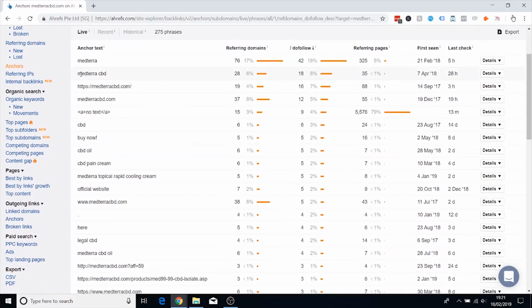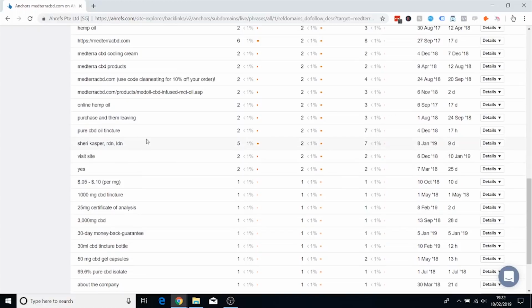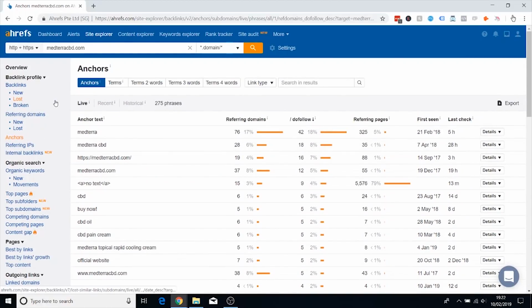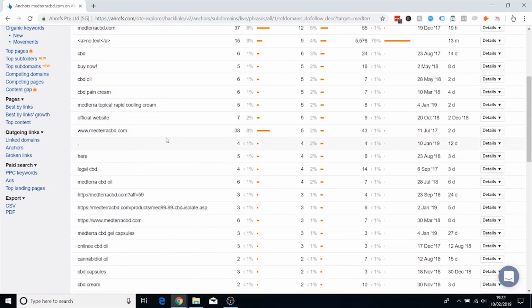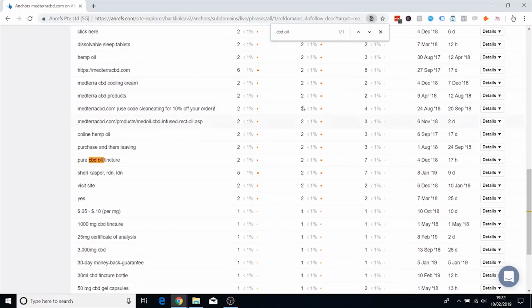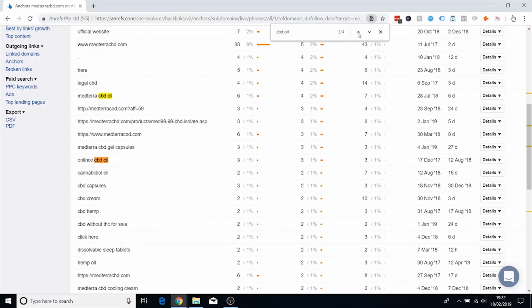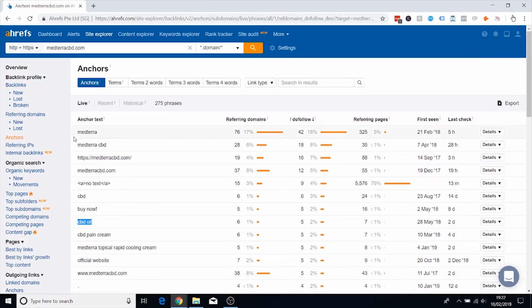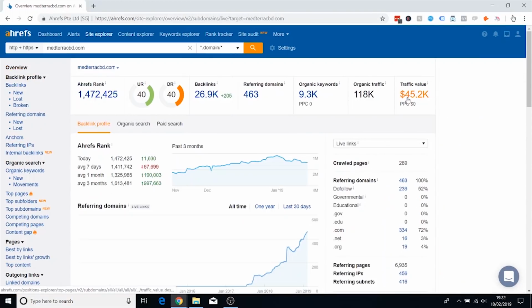And this is great, like brand name plus CBD. So yeah, you have a lot of CBD oil related stuff. It's not as much as you'd expect, which is the reason why they don't have a ton of CBD related anchor text here, is because they don't really need it.